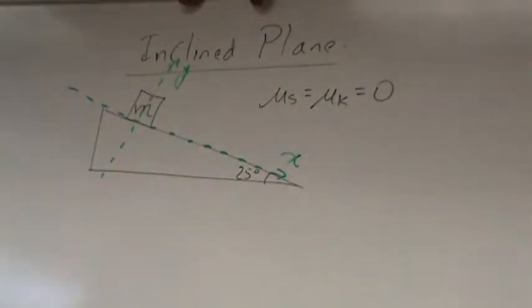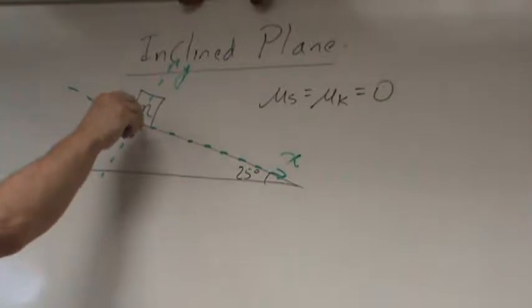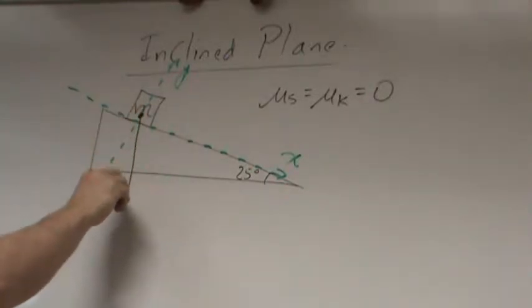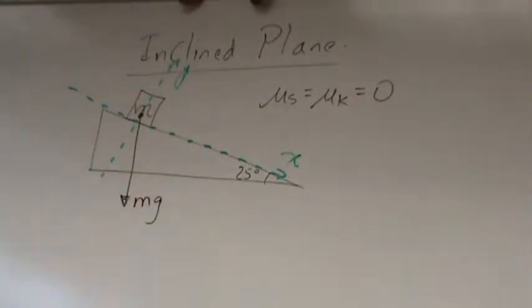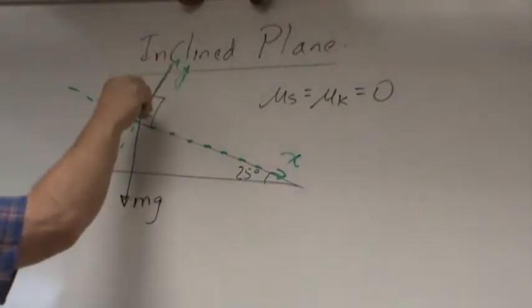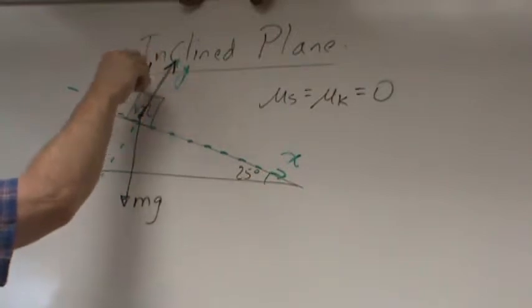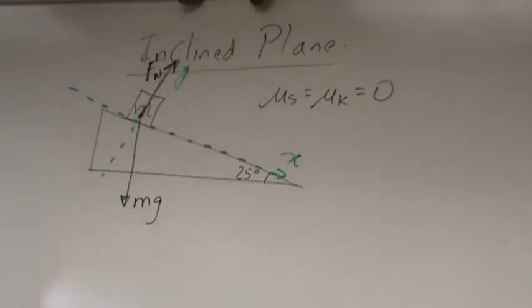Next, let's go ahead and draw a free body diagram. There's 2 forces acting on this mass. One force is gravity, which comes straight down. And the other force is normal force, which acts perpendicular to the surfaces in contact. This mass is going to slide down the ramp. You know that to be true.